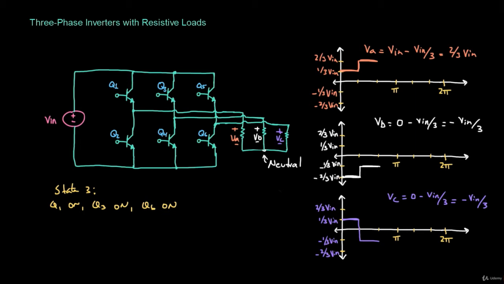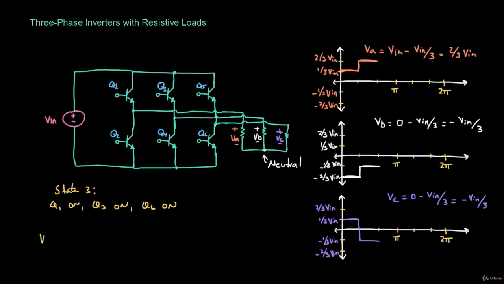Remember that in the first state, we had Q1, Q4, and Q5 on. And in the second state, we had Q1, Q4, and Q6 on. So we switched the third leg from 5 to 6. And now we're changing 4 to 3. So basically, during every state, we're changing only one leg. Now let's see what the equivalent circuit will look like.